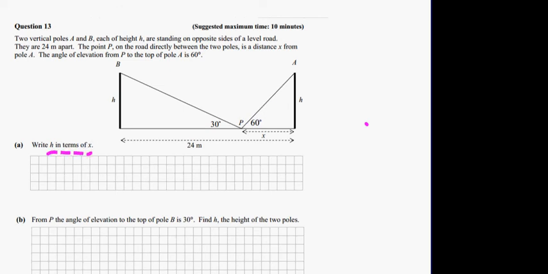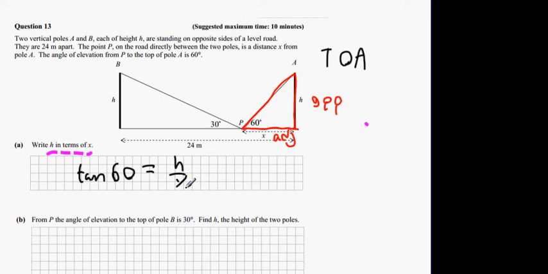Now, h in terms of x, where is the h located and where is the x located? It's located in this triangle here. H is the opposite, x is the adjacent. So it makes sense for us to use tan. So tan 60 equals h over x.